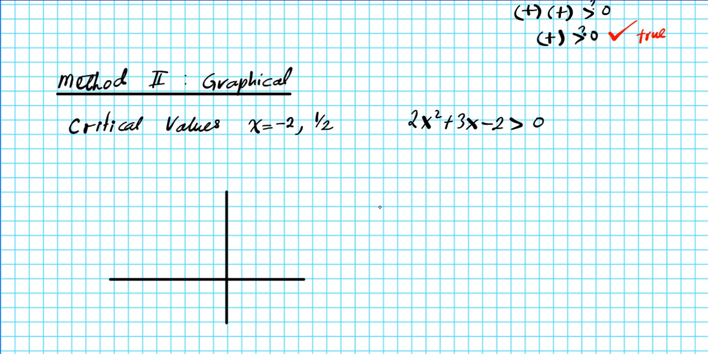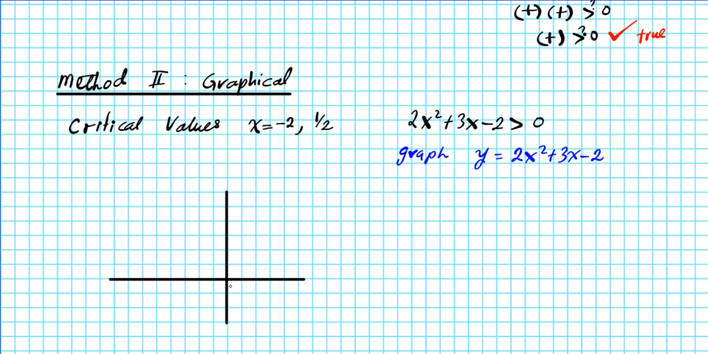So what we're going to do is graph the related function. We're graphing y. We're going to graph y is equal to 2x squared plus 3x minus 2. Okay, and then after that, we'll take a look at the effects. Okay, let's go ahead and do it.